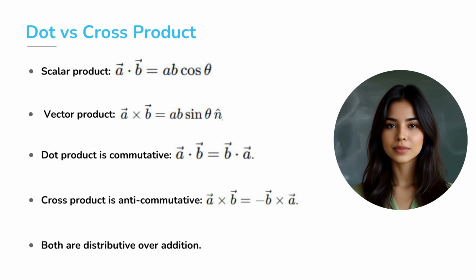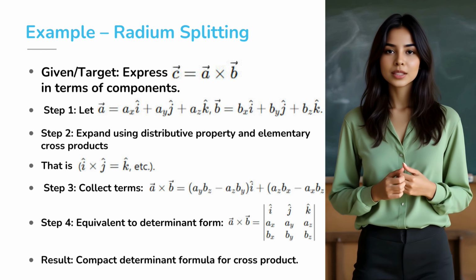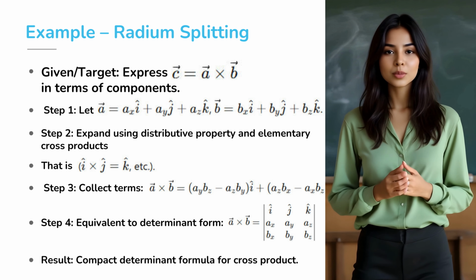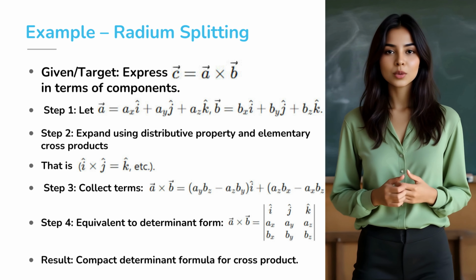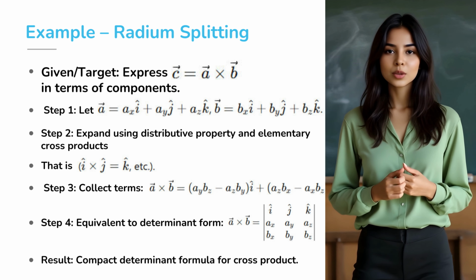Let's derive the component form. Suppose vector A equals Ax i hat plus Ay j hat plus Az k hat. Similarly, vector B equals Bx i hat plus By j hat plus Bz k hat. Expand their cross product term by term using rules like i cross j equals k, j cross k equals i, and k cross i equals j.